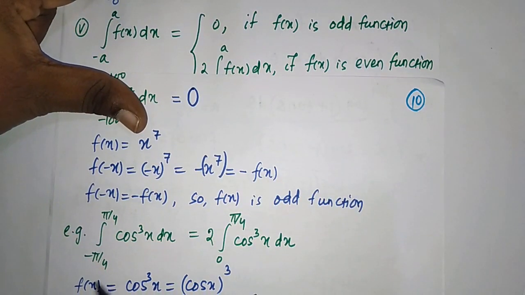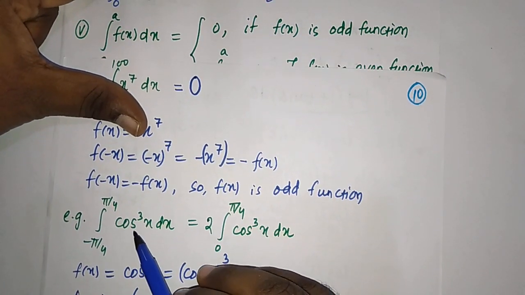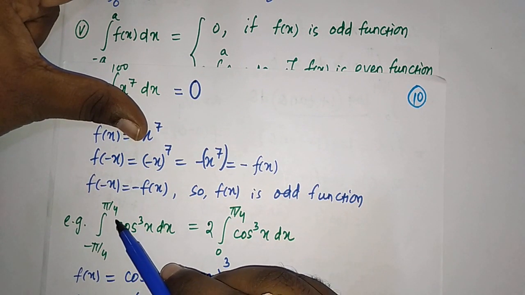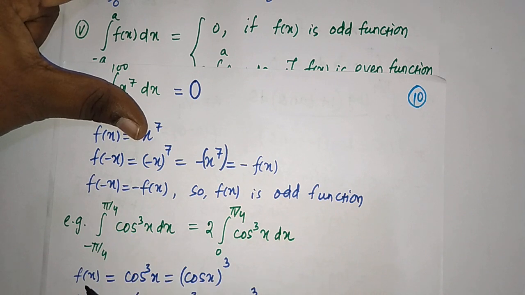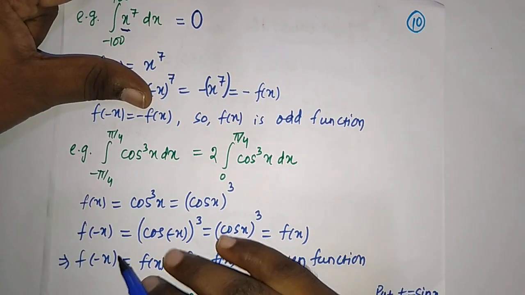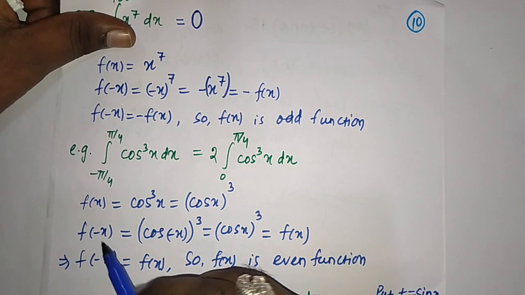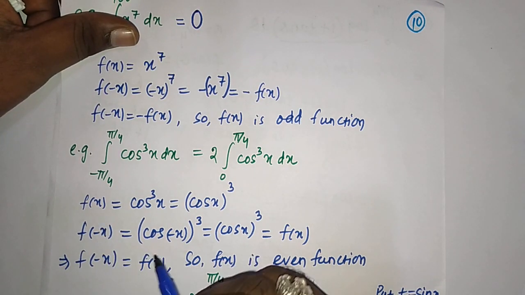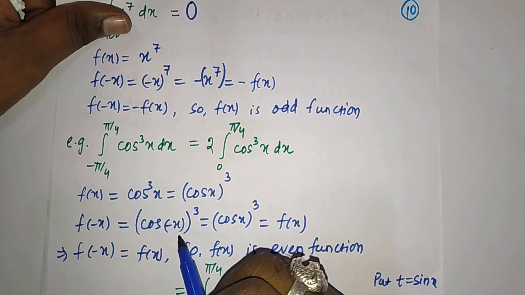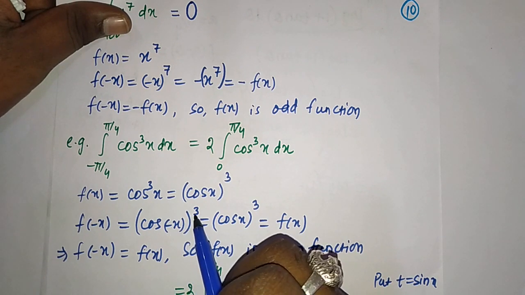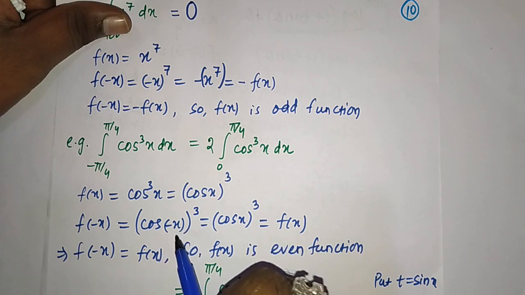Okay, got it. Let us discuss one more example. Here you see I have been asked to find the integration of cos cube x from minus pi by 4 to pi by 4. Here f of x is cos cube x. Cos cube x means cos x whole cube. So to check whether it is even or odd, we will put minus x in place of x. So here I have put minus x in place of x. So cos minus x whole to the power 3.